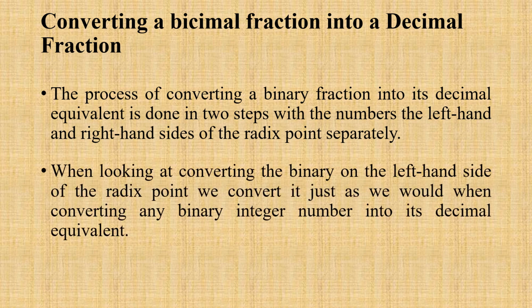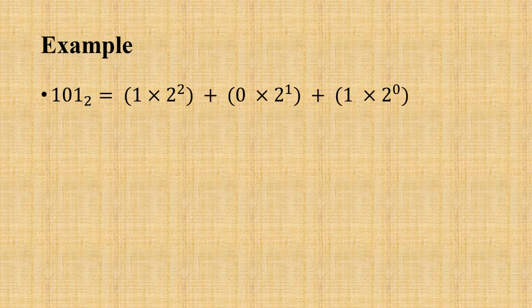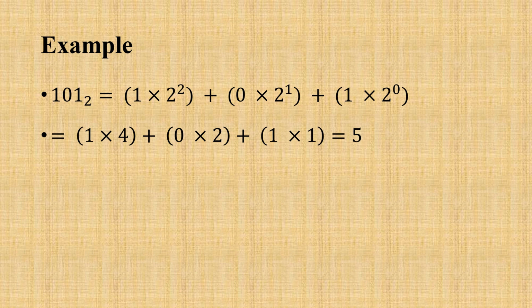When converting the binary on the left-hand side of the radix point, we convert it just as we would when converting any binary integer into its decimal equivalent. Example: 101 in base 2 equals 1 times 2 squared, plus 0 times 2 power 1, plus 1 times 2 power 0, equals 1 times 4, plus 0 times 2, plus 1 times 1, equals 5.